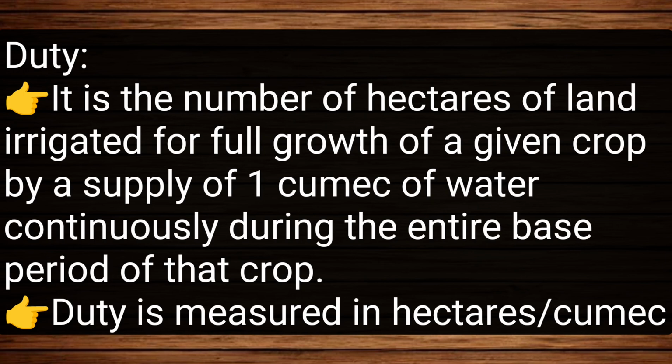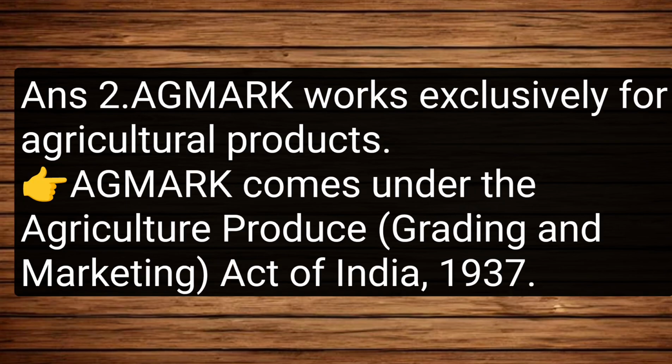Duty is the number of hectares of land that is irrigated by supply of 1 cumec of water during the entire base period of the crop. Question number 2 was related to Agmark. Agmark is used as an indicator of purity of the products.